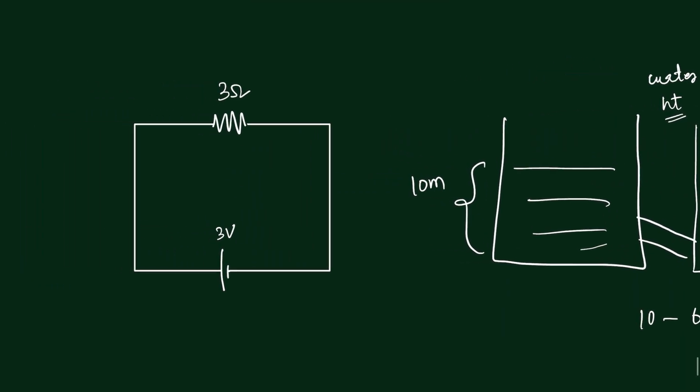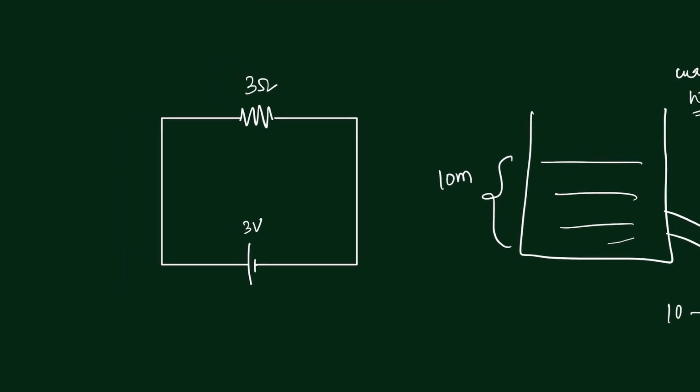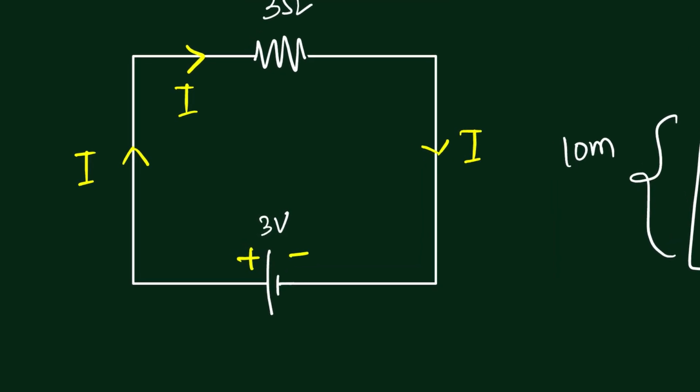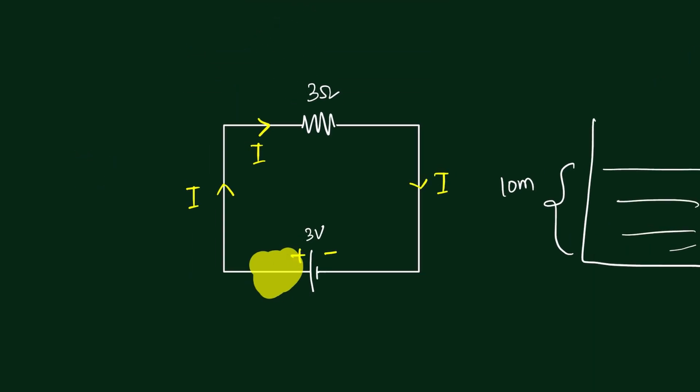Now I'll use conventional current. How does it flow? It flows from the plus side of the battery to the minus side of the battery. Let me mark it. So the current goes like this. One line. So in short, current flows from this side to this side. This side is the high side. It flows from high voltage to low voltage.